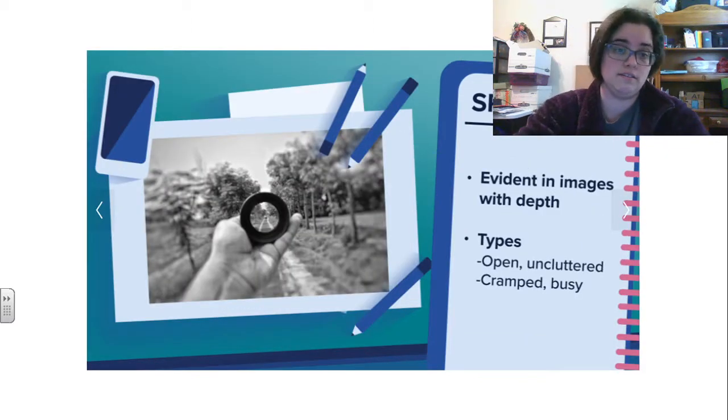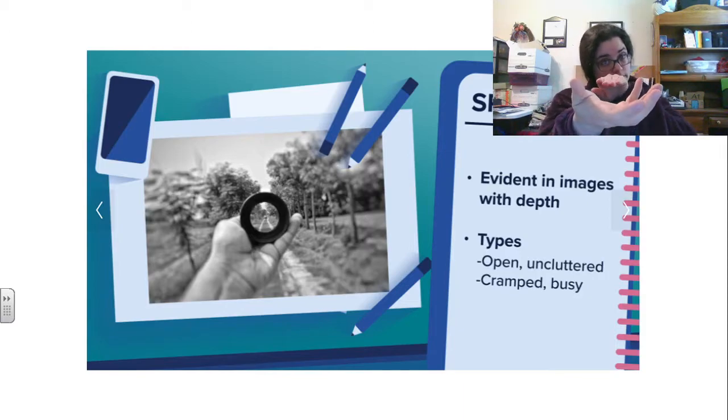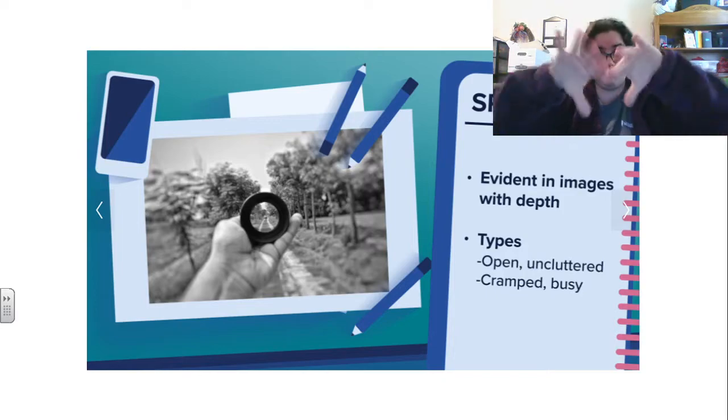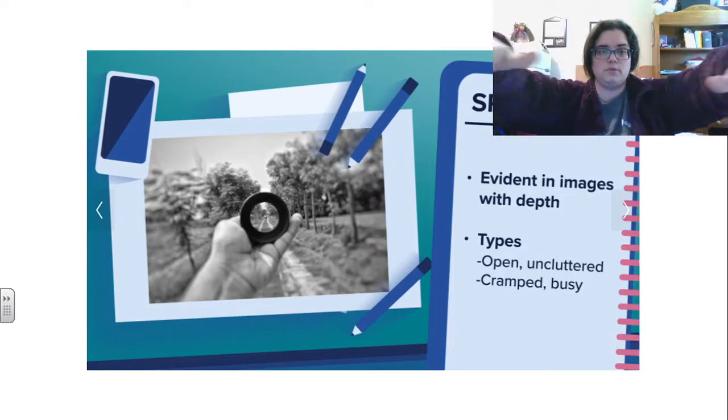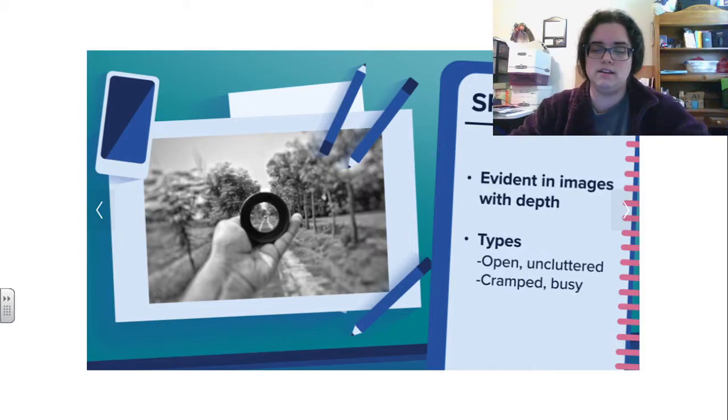There's a picture next of someone holding something cylindrical. It looks like it might be a lens. You can sort of see there's space through the middle of that in the picture, and there's space around the person's hand. You can tell that the sky is wide open above you and that there's space between the trees as they go back into the distance.